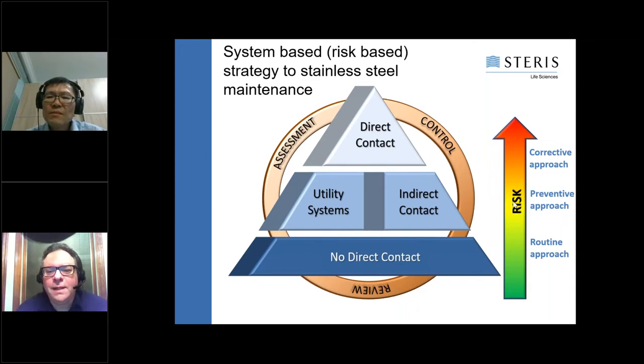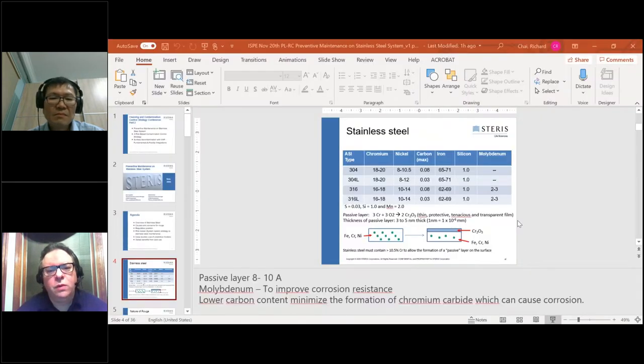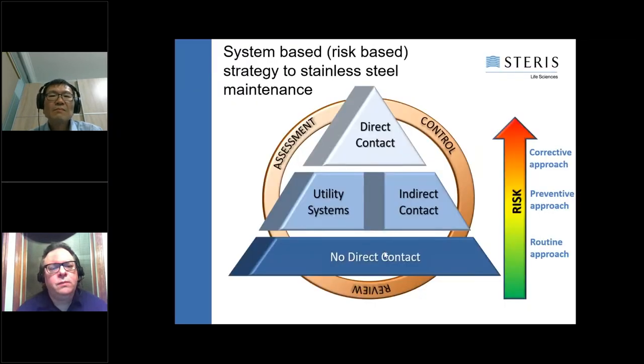Had a little bit of a disconnection early on, but we're going to talk a little bit about a system-based or risk-based strategy to stainless steel maintenance. And it really takes into account three different approaches: either a routine use, as shown with the arrow on the right, for areas that would be the lowest risk from your process perspective. Second would be more of a preventive maintenance approach. And the third is a corrective action approach. And obviously, corrective action is something that you want to avoid, it leads to high risk.